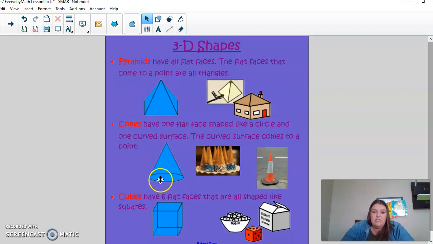Now a cone just has 1 flat surface shaped like a circle and 1 curved surface, and the curved surface comes to a point. The cubes have 6 flat surfaces that are all shaped like squares. So we have 4 going around the cube and 1 on top, 1 on the bottom.